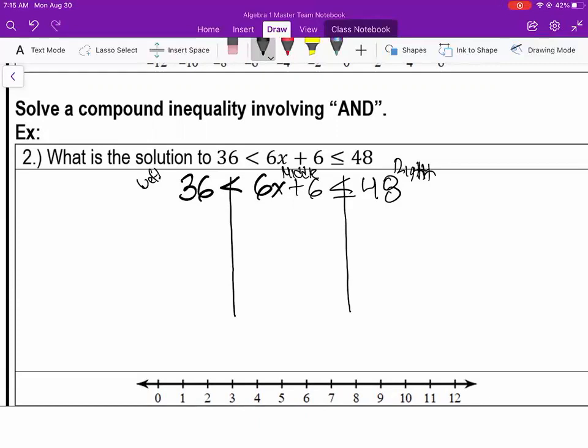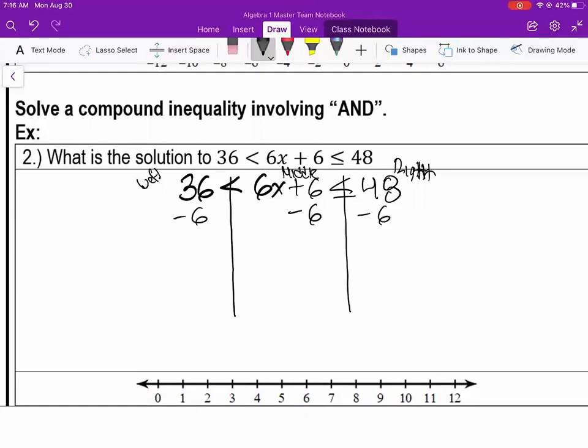So notice that the x value is right in the middle. So we want to keep the x in the middle, which means anything else that is not an x, we got to move it to the left, and we also got to move it to the right. So first thing we want to get rid of is the 6. Well, what is the opposite of plus 6? That would be minus 6. Now watch what's going to happen. I'm going to minus 6 from the middle, but I'm also going to minus 6 from the left. And I'm also going to minus 6 from the right.